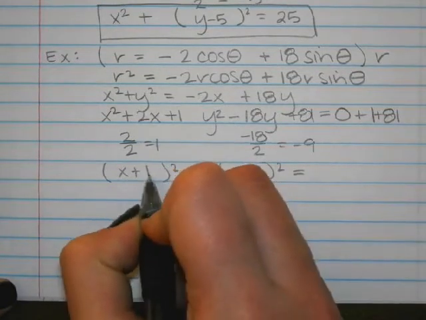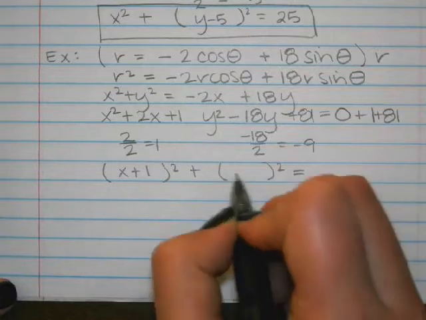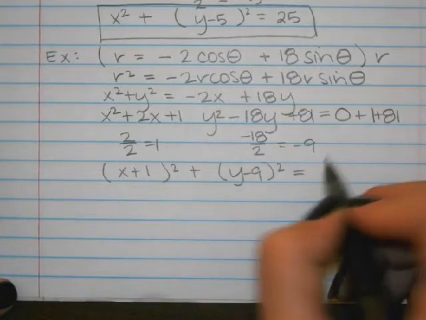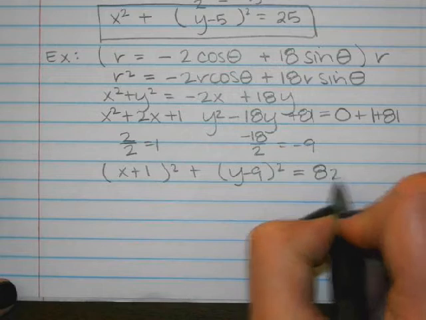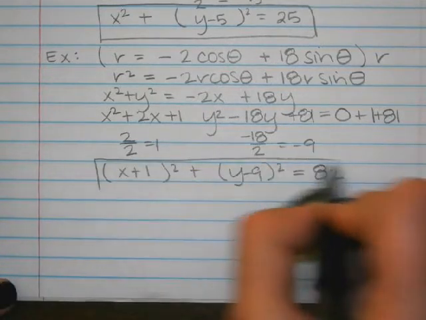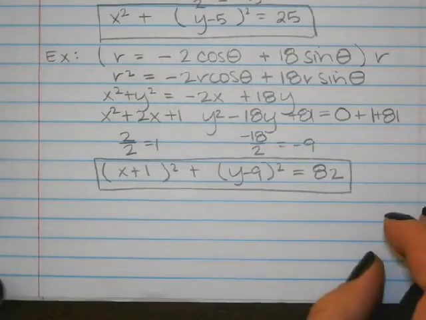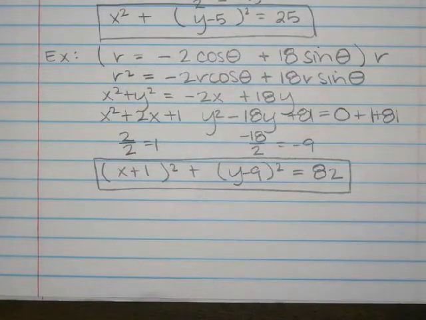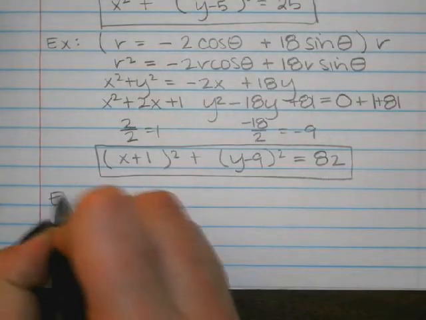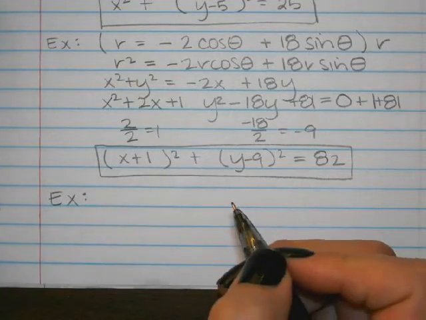X plus 1, y minus 9 equals, I mean 82. All right. So at this point, how are we actually feeling? We feel better. We needed a few. Okay. Let's try another one. It's going to look very similar, but it is completely different, okay?